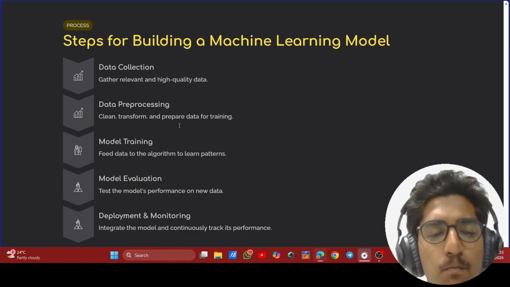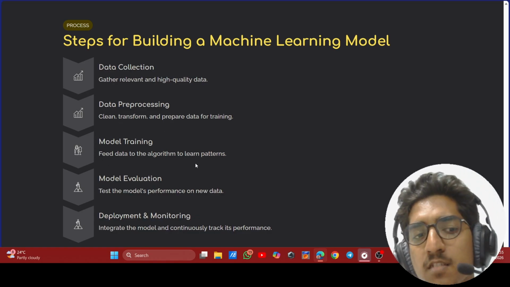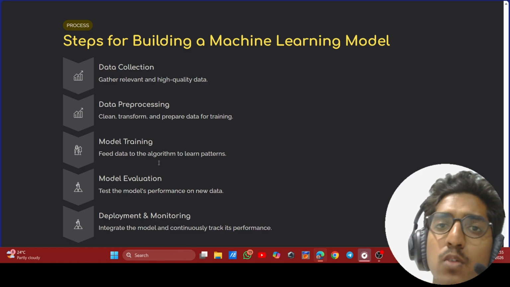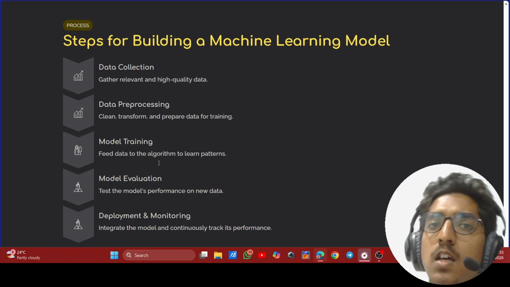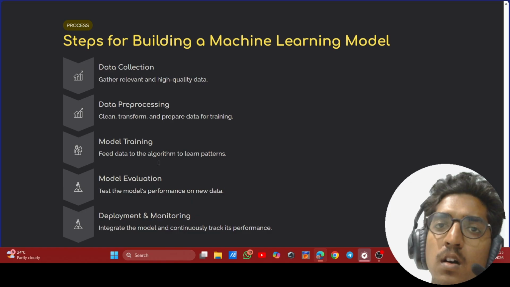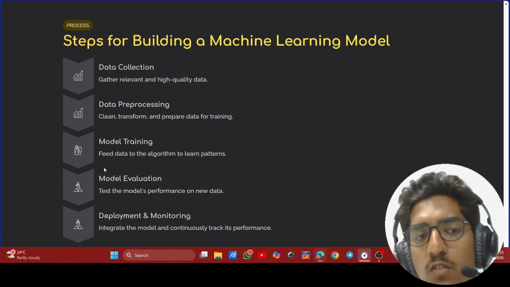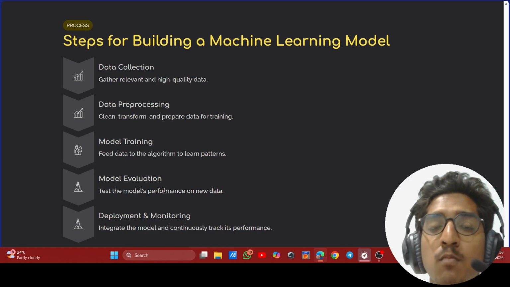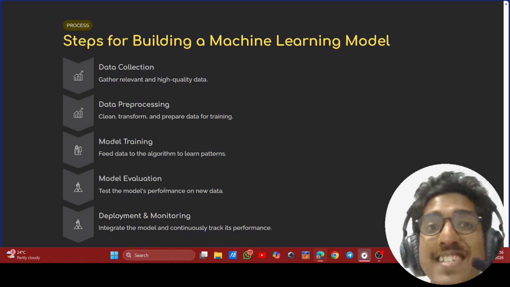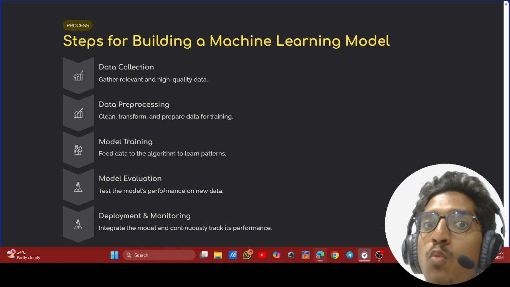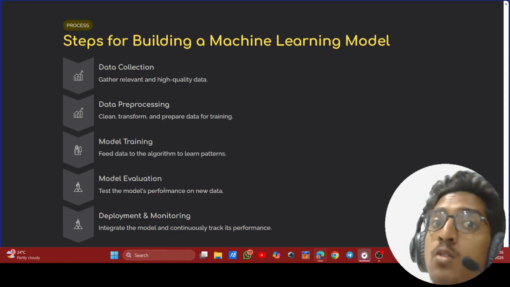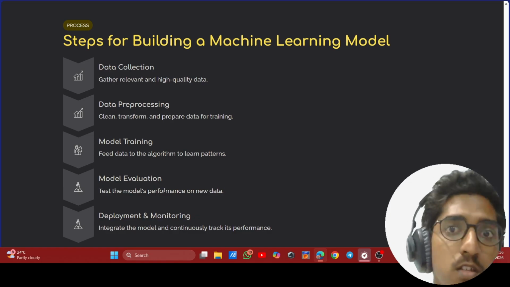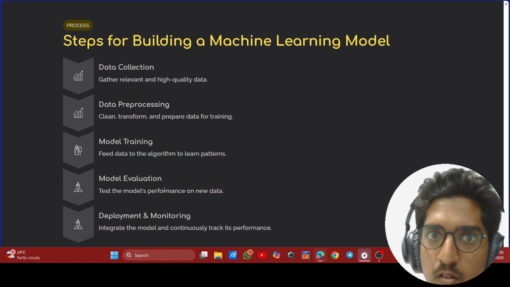After data preprocessing, model training is done. After the data preprocessing, the clean data is fed to the model for training purposes, so that the model can train on the precise data. The fourth step is model evaluation. So what do we mean by model evaluation? Model evaluation means we are testing the model's performance, whether it is working according to the requirements or not. Is it working correctly or not? We should test that, right? This process is called model evaluation.